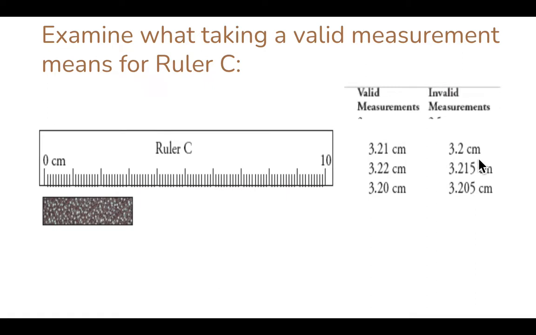You can see again, these are invalid measurements. This one is not good enough. We can see definitely it's 3.2. Those are both marked. We can go out one more digit. These invalid measurements are going out just one too many.